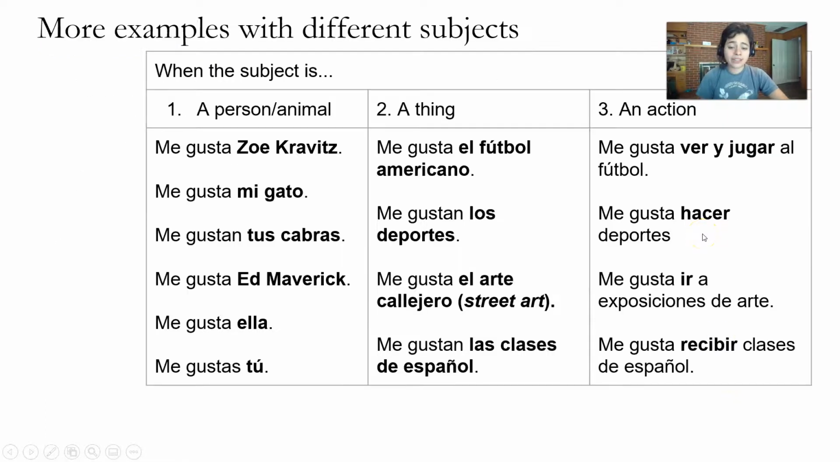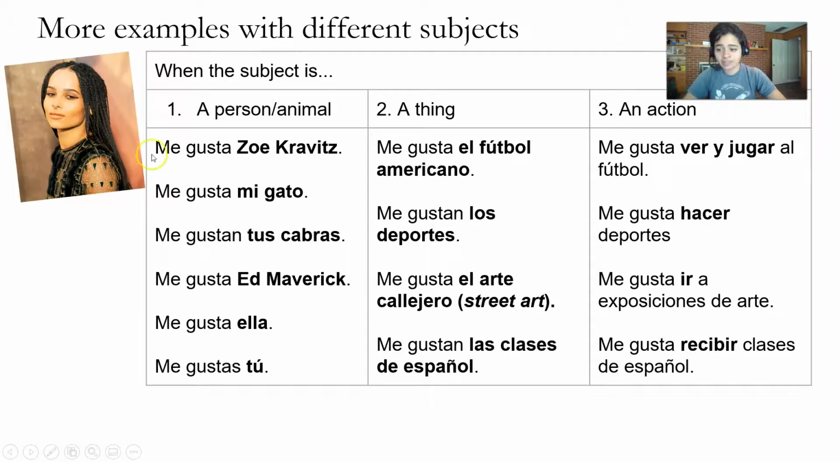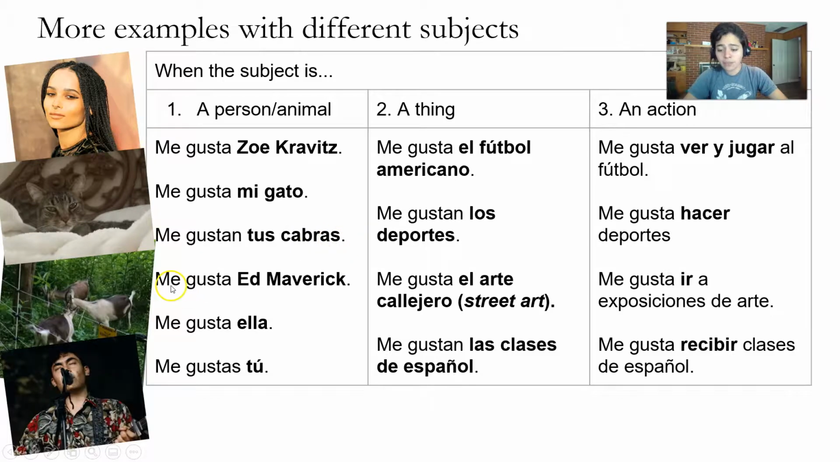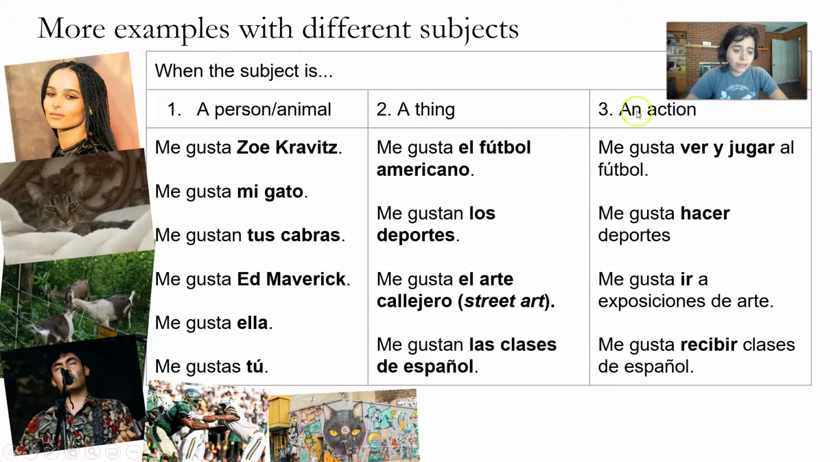So here I have more examples with different subjects. So when the subject is a person or an animal, for example, me gusta Zoe Kravitz. Me gusta mi gato. Me gustan tus cabras. Me gusta el Maverick. You can also like a thing. Me gusta el fútbol americano. Me gustan los deportes. Me gusta el arte callejero. Me gustan las clases de español. So, an action. Me gusta ver y jugar al fútbol. Me gusta hacer deportes. Me gusta ir a exposiciones de arte. Me gusta recibir clases de español.